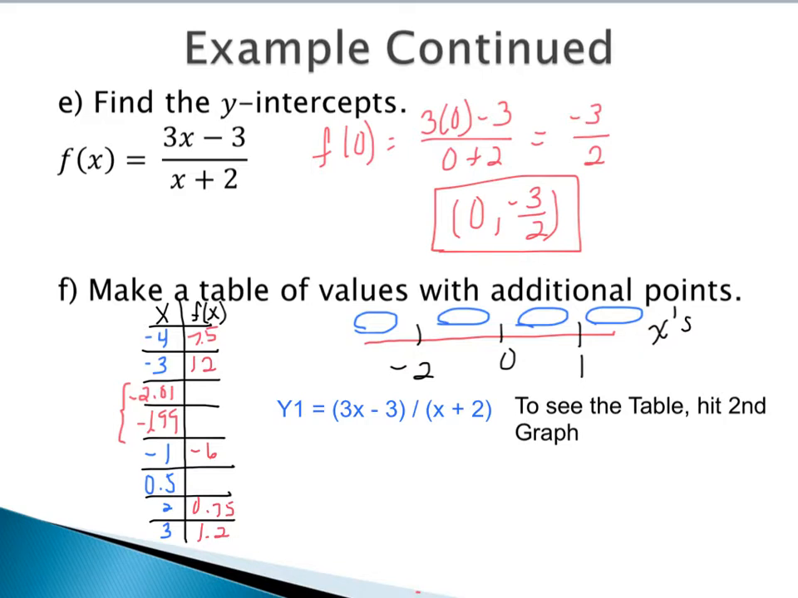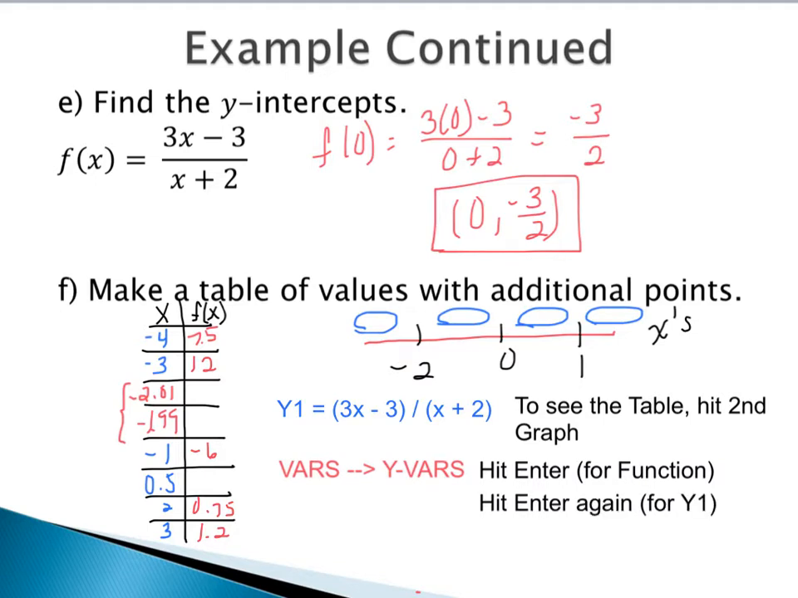My suggestion is to actually use the YVARS feature, and I've linked a video in the course for you to see how that works. On your home screen, you hit the VARS button, go over to YVARS, hit enter for function, hit enter again for Y1, and then you would have Y1 in parentheses. You would put, for example, -2.01, close the parentheses and hit enter, and it evaluates -2.01 in what you put into Y1 in your equation before.